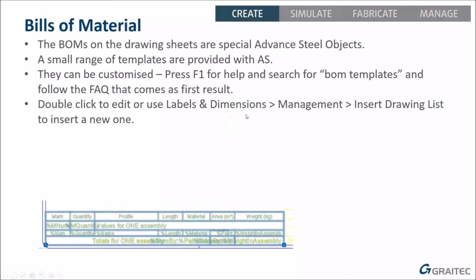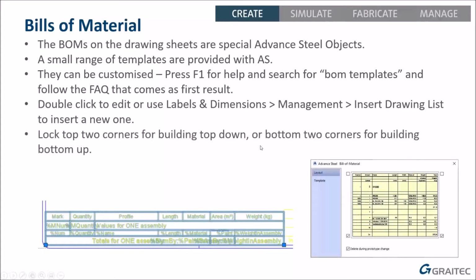Or if you want to put in a brand new one, you go to the Labels and Dimensions ribbon, first panel with management, and then you can say Insert Drawing List to put an extra one in there. Whenever you insert one, you draw a rectangle on the sheet somewhere, and you need to lock 2 corners of that rectangle. So if you want it to have the bottom fixed in position and it grows height according to how many rows it needs, you would lock the bottom 2 corners. Or if it's near the top of your sheet, you would lock the top 2 corners so it grows downwards by whatever number of rows it needs.